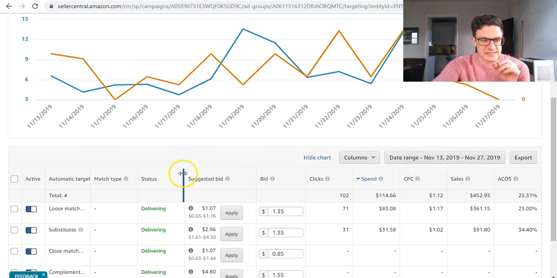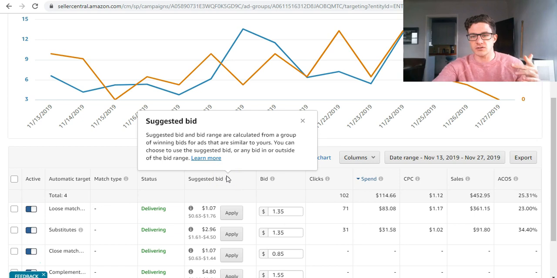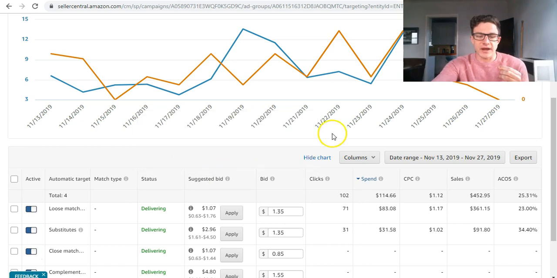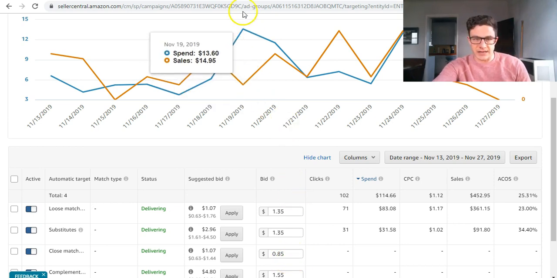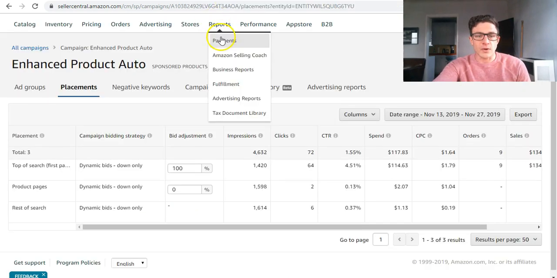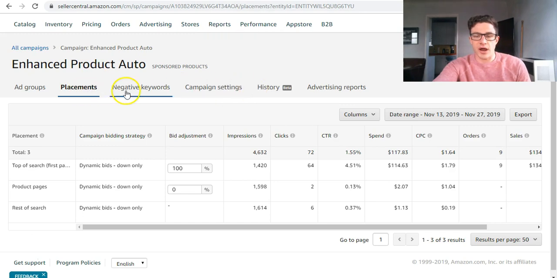So last 2 weeks, this is what we're getting. We're getting loose match and substitutes. Pretty good stuff on these, and this is pretty well optimized. But I wanted to kickstart the close match, right? It wasn't doing anything with these guys. I've even tried raising the bid up on close match in this campaign. It hasn't done anything. So I come into enhanced product auto.